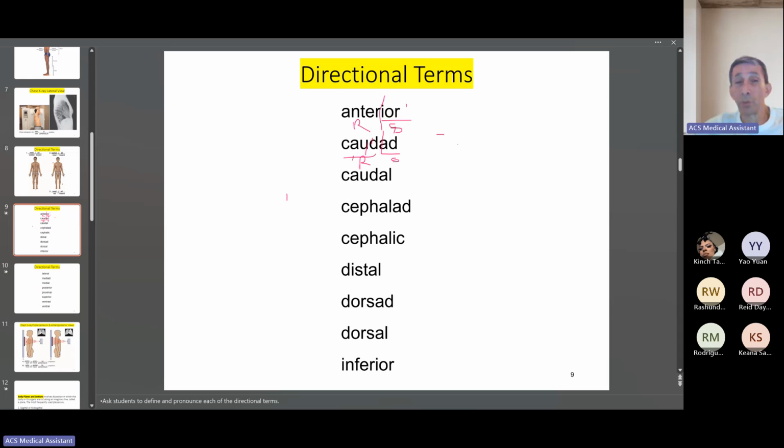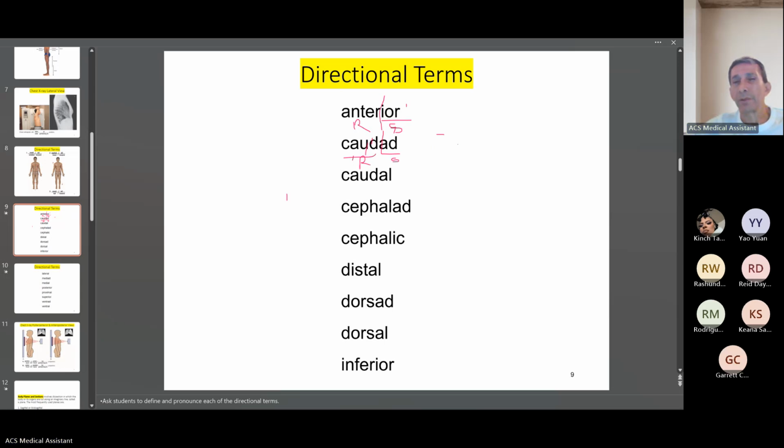Remember, this is what we have to do with every single medical term: divide a medical term into its parts and name each one of the parts. What does it mean? Anterior, front, pertaining to the front. Cod, lower part, inferior part, tail. AD, towards the tail, towards the lower part.